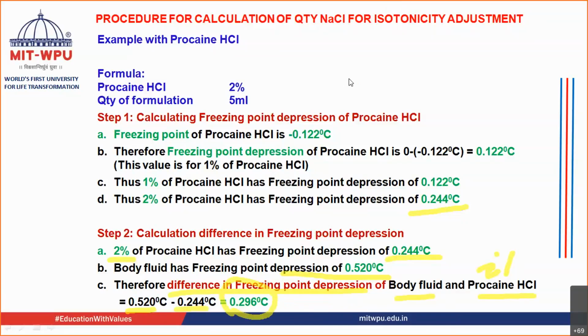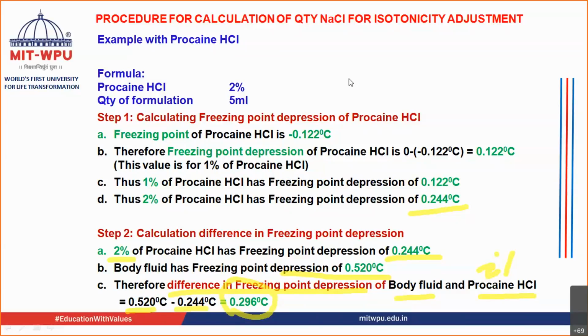If you have understood up to this, again I am repeating, in the first step we are calculating the freezing point depression of procaine hydrochloride. In the second step, we are calculating the difference in freezing point depression of procaine hydrochloride and your body fluid. Okay, and we derived an answer of 0.296. Moving ahead. Now let us calculate the quantity of NaCl.